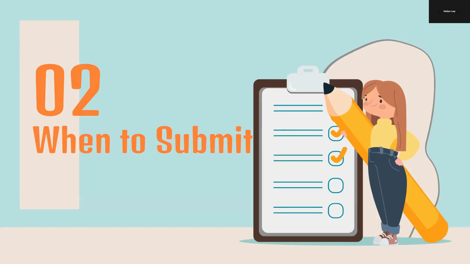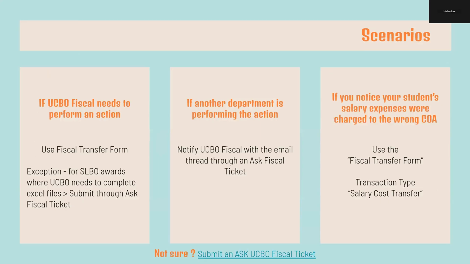Next, we'll move on to when to submit. We have 3 different scenarios of when you should be submitting tickets. First, if UCBO Fiscal needs to perform an action, you will use the fiscal transfer form. The exception to this is for Student Life Business Office Awards, where UCBO needs to complete an Excel file. You will submit that through an Ask Fiscal ticket.